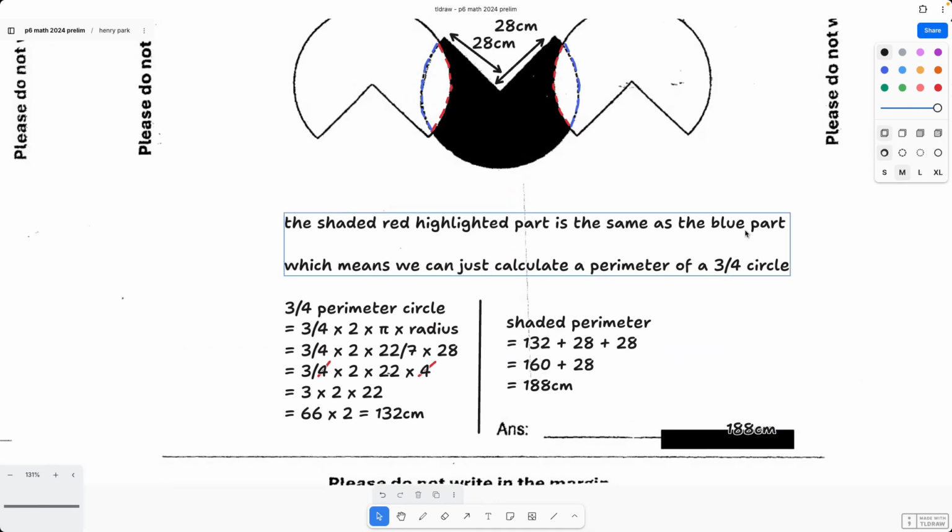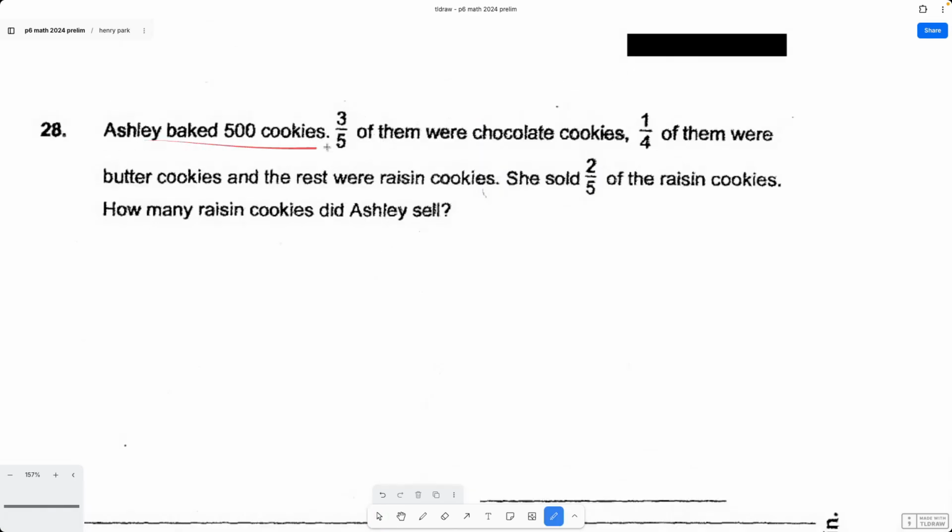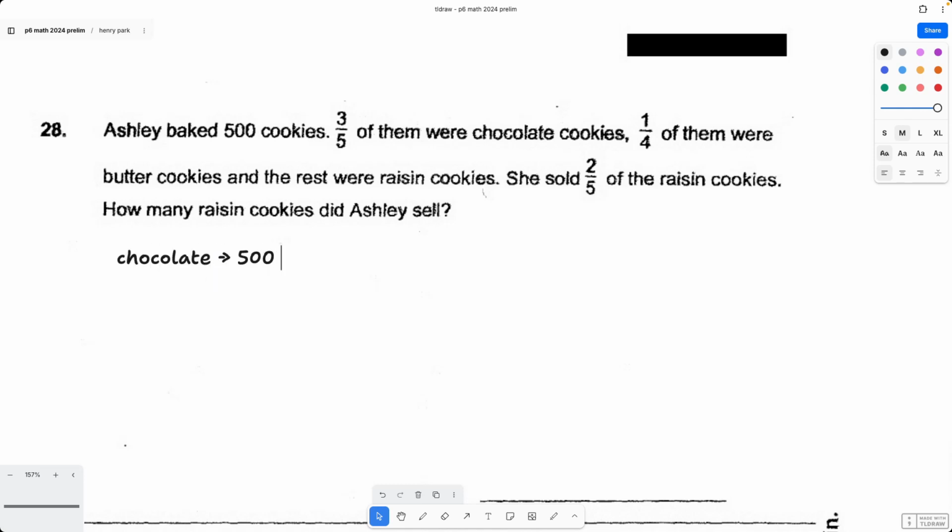Okay, coming close. That's it. Let's move to the next question. Question 28. Ashley baked 500 cookies. 3/5 of them were chocolate cookies, 1/4 of them were butter, and the rest were raisin cookies. She sold 2/5 of the raisin cookies. How many raisin cookies did Ashley sell? So chocolate is equal to 500 times 3 over 5. In a way we can cancel the 5, and this one will be 1. So this will become 100 times 3, which is 300.